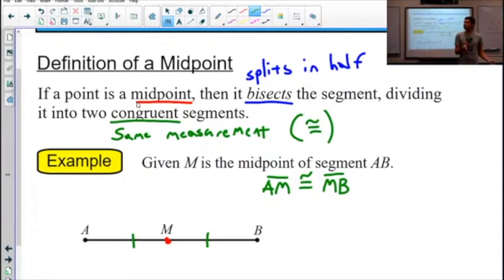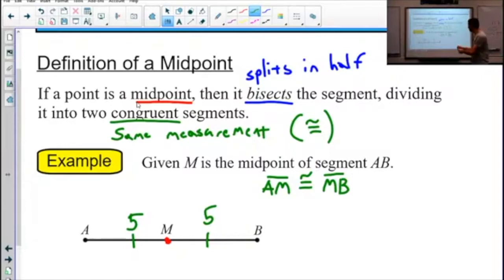So sometimes you won't even be told that they're congruent over here in this bit of information, but the diagram will have these little tick markings. And you'll need to know that that means that they're congruent. So in other words, if I tell you that A to M is 5, then you should be able to tell me that M to B is going to be the same, that it's also 5. And of course, the whole thing is going to be 5 and 5 is 10. That's what we talked about earlier this week.